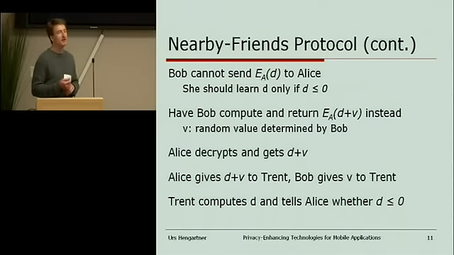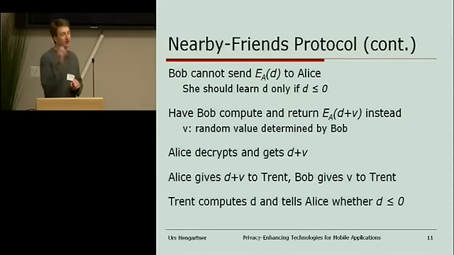Alice can decrypt this value, but it's going to be completely useless to her, right? Because it's d plus v. We randomize this value. It's no longer the actual distance. So Alice cannot learn any useful information from the decrypted message. Instead, what she's going to do is take this decrypted value and give it to a third party, Trent. This could be a joint friend of Alice and Bob. And similarly, Bob gives v, the random value that he chose, to Trent.